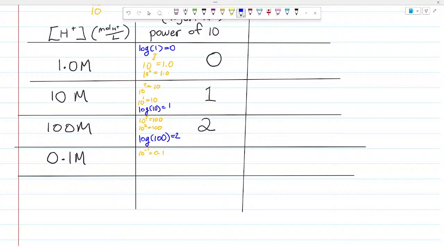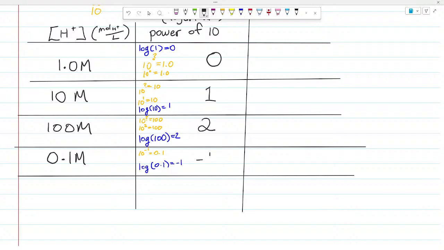If you can't figure that out, what can you do on your calculator to figure out what exponent of 10 gives you a number? You take the logarithm. The log button will let you ask the calculator, hey, calculator, what exponent would I have to put 10 to get 0.1? Do that on your calculator. What do you get? -1.